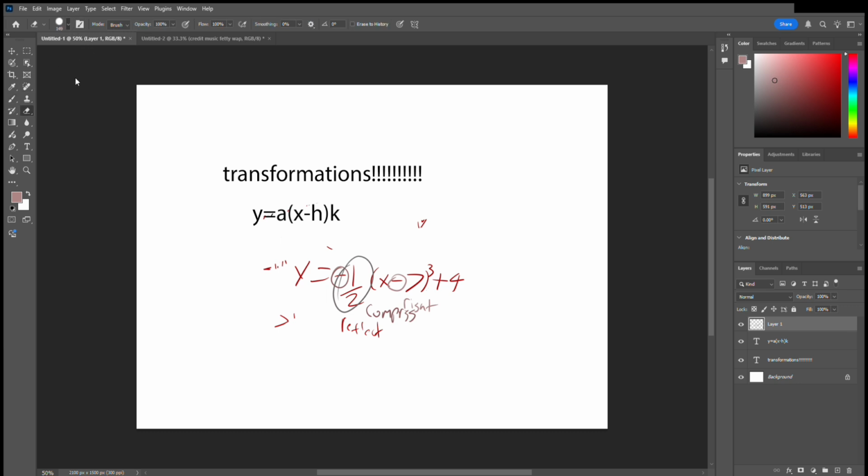Next, we got that 4. Now, since it's positive, it's gonna move up by 4. So the graph would look like this. Y'all see that? See how it's like that now? That's wild. That's crazy. That's exemplary.